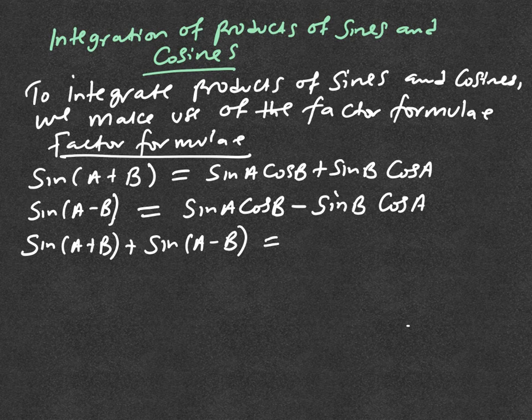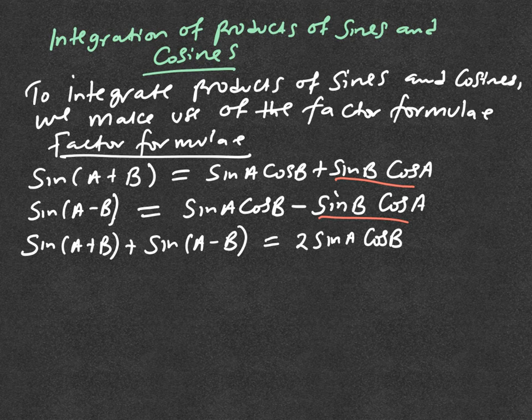Adding the right hand side will produce twice sine A cos B. Why? The reason is this and this will cancel out in the process of addition. One is negative and one is positive, so when you add it cancels out. Now, how do we make use of this? I'll first of all write the formula before attempting to integrate a product of sines and cosines.